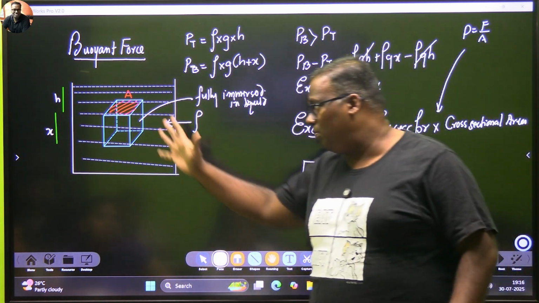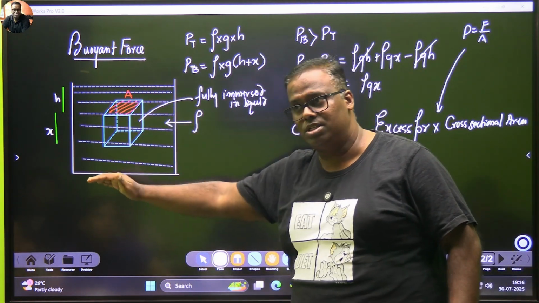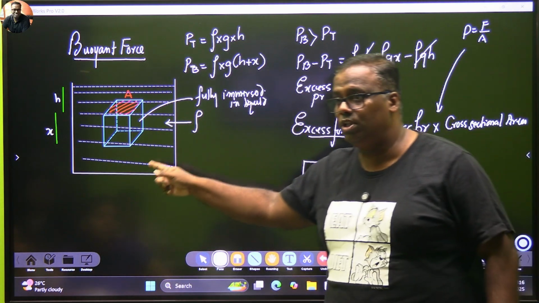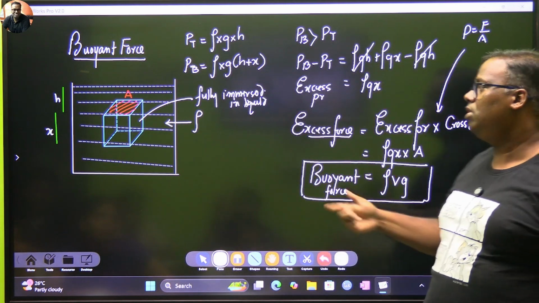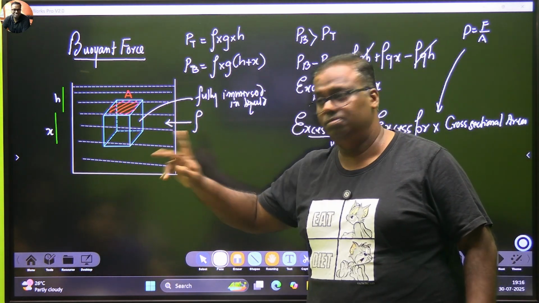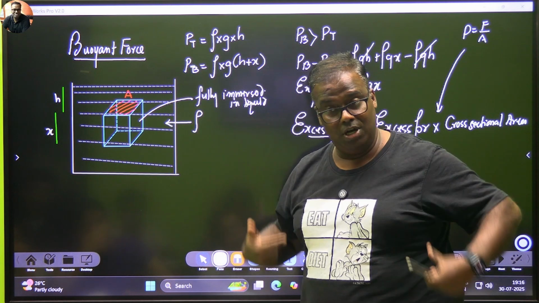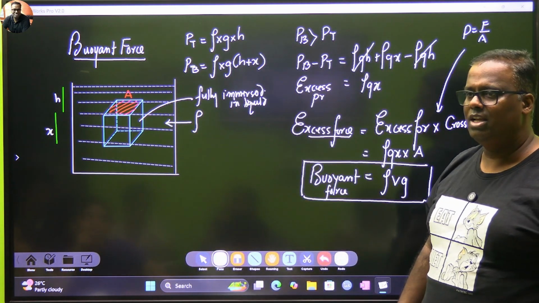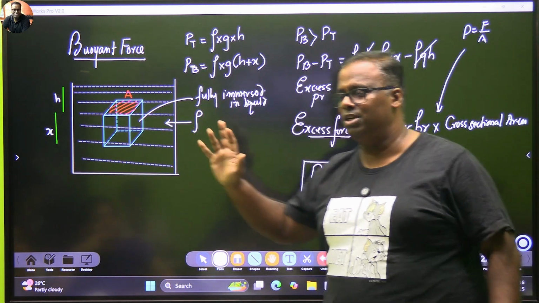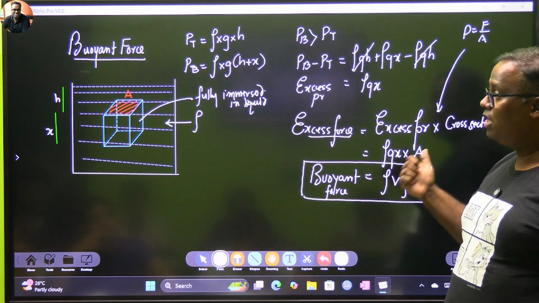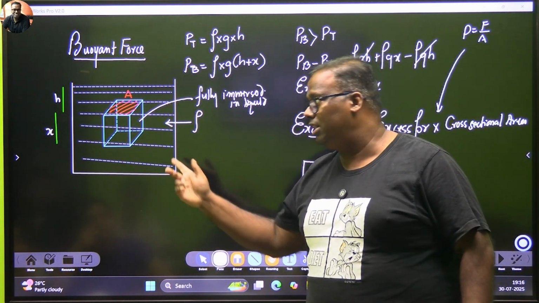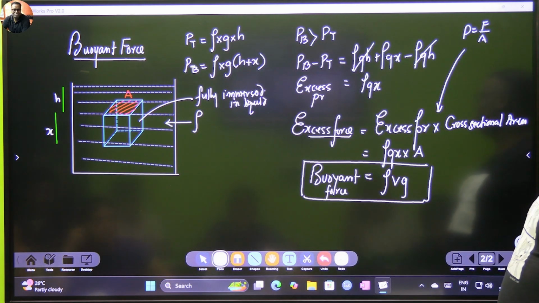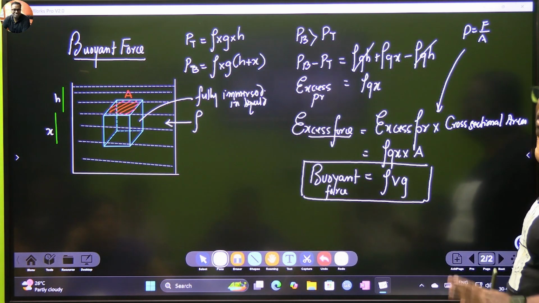In this example, while I was deriving, my body was fully immersed. What is the formula that I got? Rho Vg. Rho means density of the fluid. V stands for volume of the body. Volume of the submerged portion of the body. In this case, the entire body was submerged. Are you understanding? In this case, the entire body was submerged. So V is the volume of the body. And sir, while you derived it, you were very critical that you immerse the whole body. So the V is the volume of the submerged portion of the body. And G means the acceleration due to gravity. This is my buoyant force.